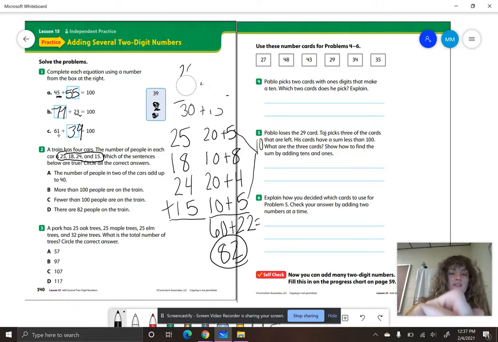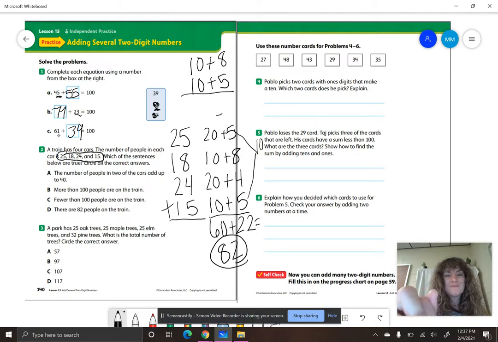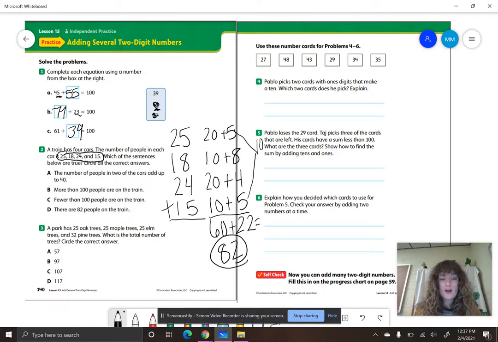Let's try another group. Let's try 18, 10 plus 8, and 15, 10 plus 5. We know that 8 plus 5 is 13, and 10 plus 10 is 20. So the number of people in 2 of the cars add up to 40. So 20 plus 13, that also does not add up to 40. That would only be 20 plus 10 plus 3, so 33. That is also not true. So we will not be circling that one.